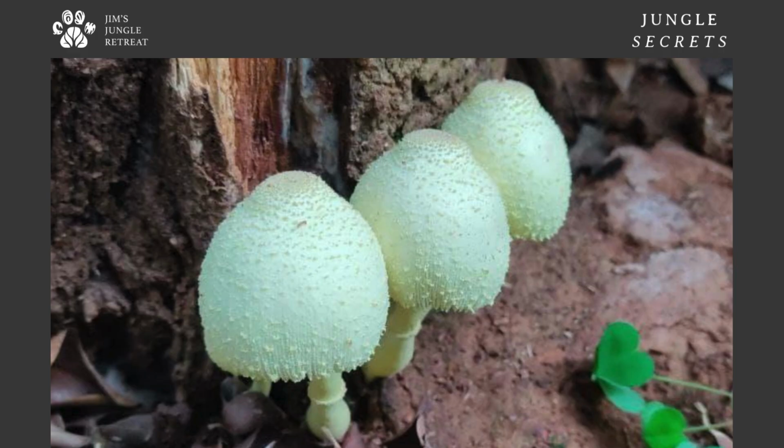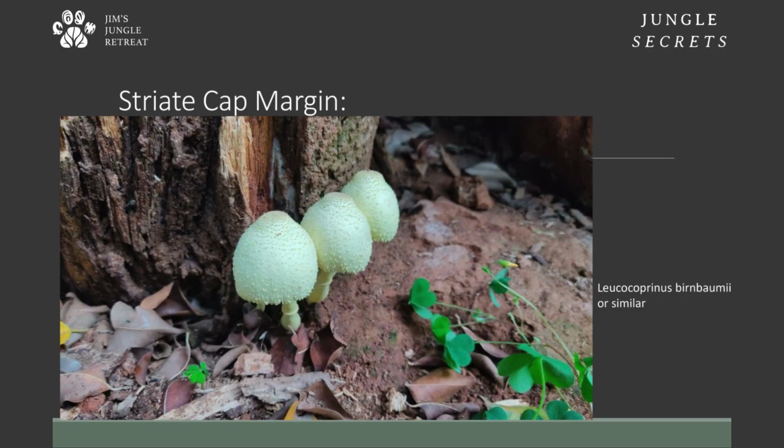Leucocoprinus is a species which is really telling us, if you see striate cap margins, then it is something related to Leucocoprinus. There are more features you need to observe, but striate cap margins, Leucocoprinus have it. Some amanitas also have it. Some amanitas don't have it.